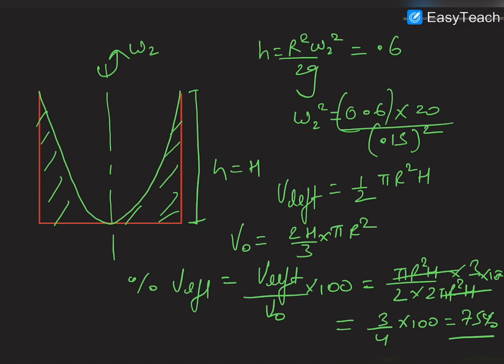So this was the complete analysis of the rotating container, and in the next video we would be discussing the case in which we would rotate the U tube about one of its arms.